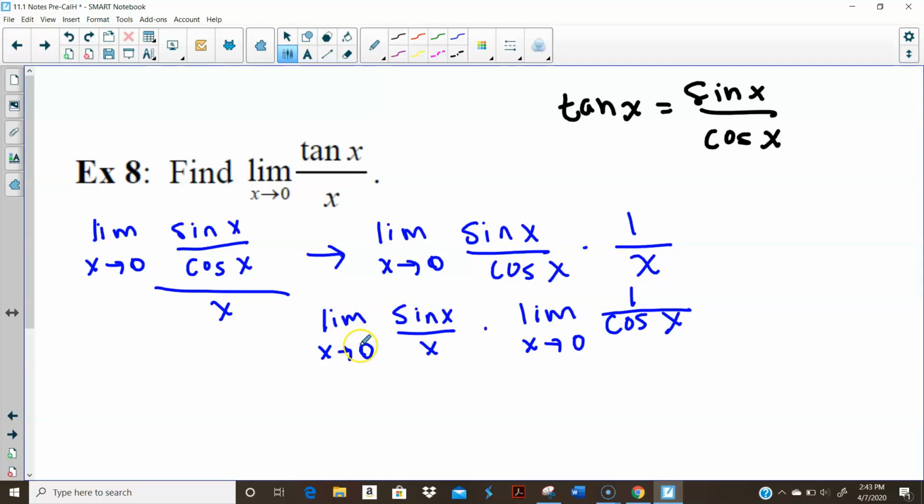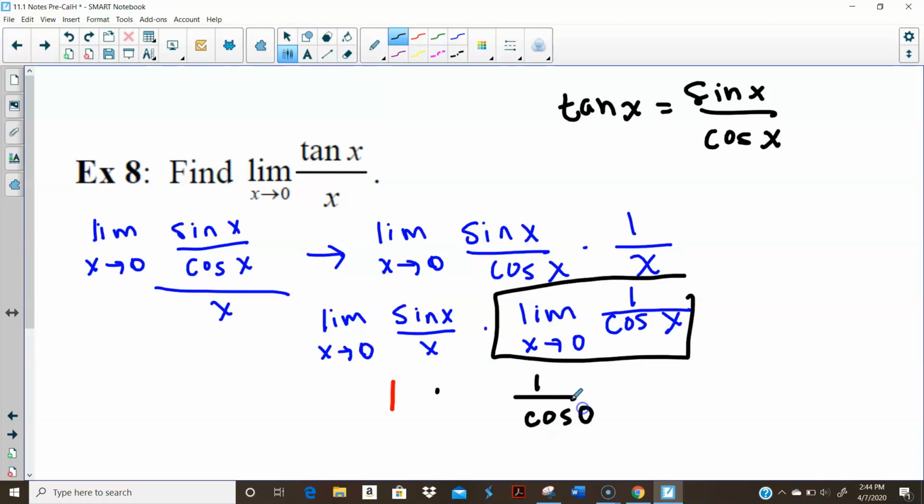The limit as x approaches 0 of sine x over x is going to be equal to 1. And that was our first example in this section. And now we're going to need to find the limit as x approaches 0 of 1 over cosine x. So let's go ahead and use direct substitution on this part of the problem. So this is going to give me 1 over the cosine of 0. And the cosine of 0 is 1. So that's 1 over 1, which equals 1.